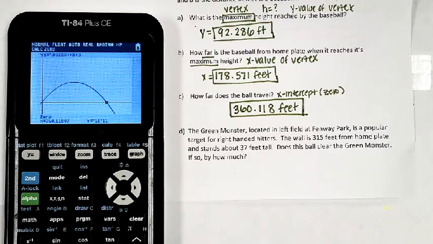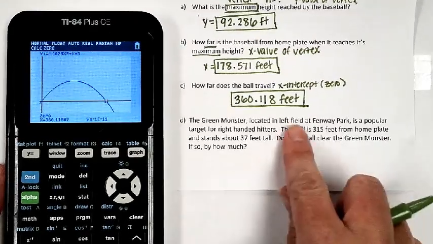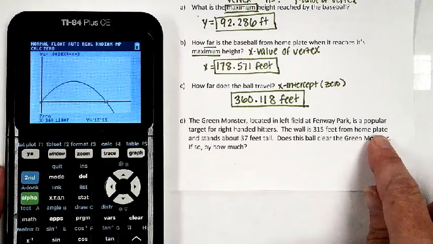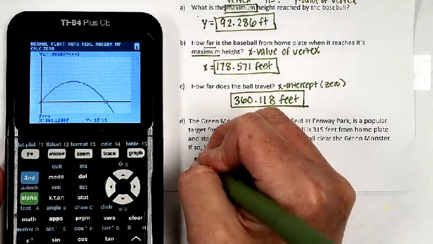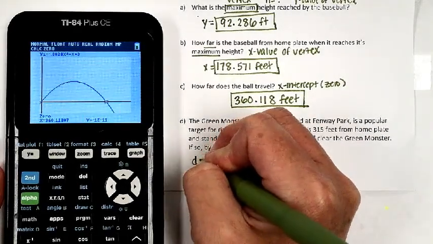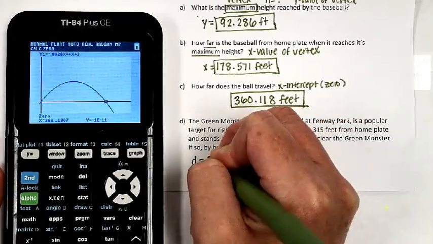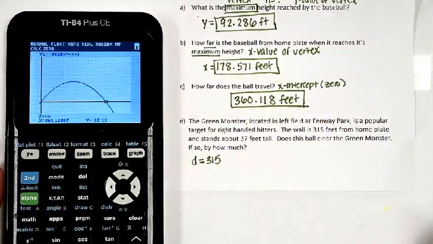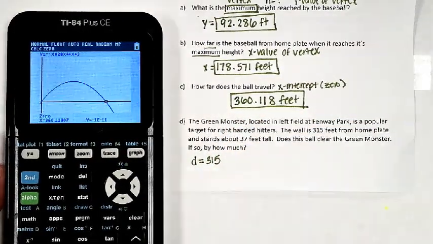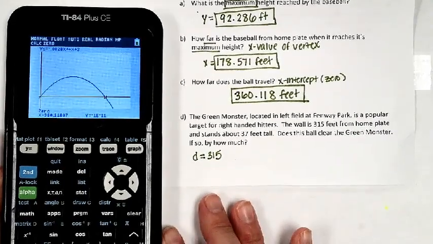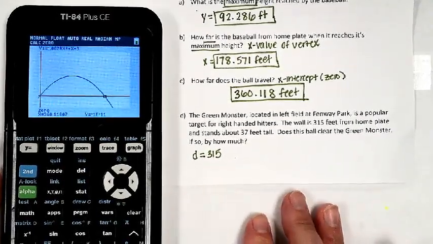So what we're looking at here, the wall is 315 feet from home plate. So that means my D, which is your X, is 315. Well, I want to know what the height is at 315 in this equation.